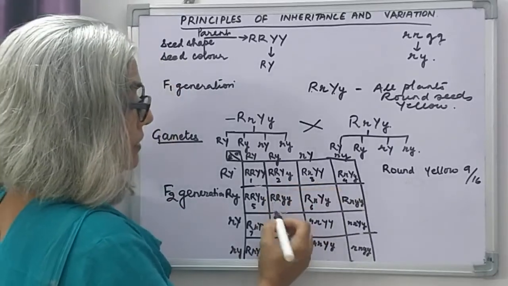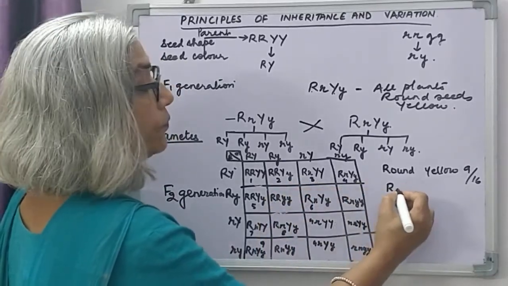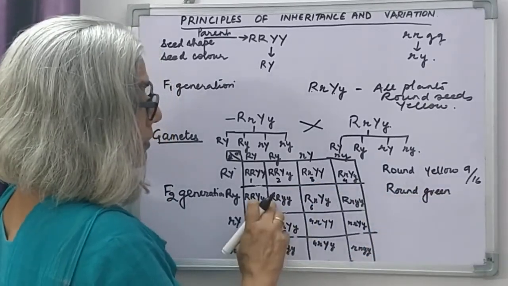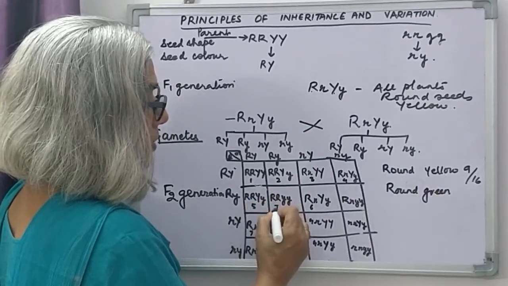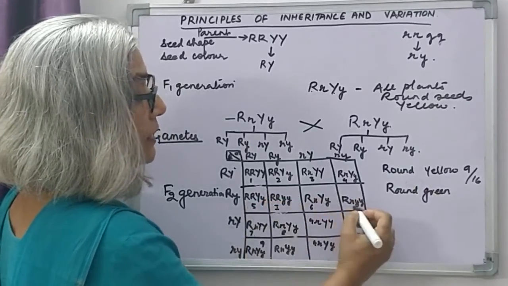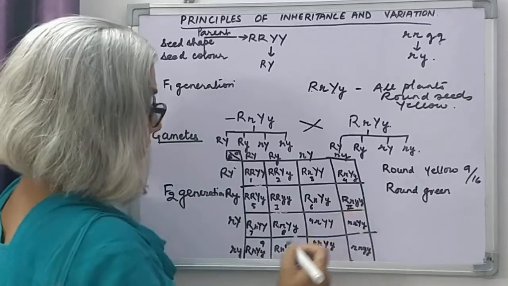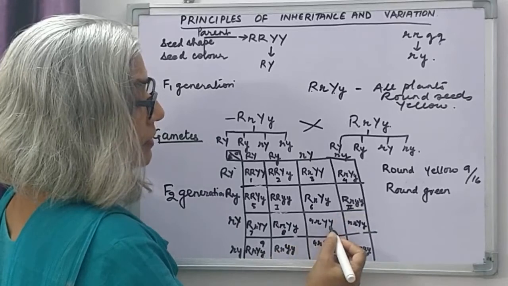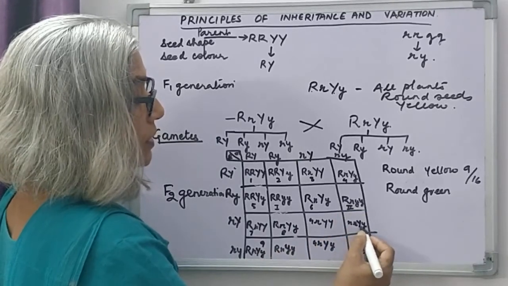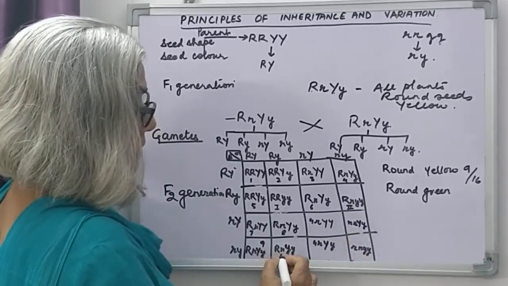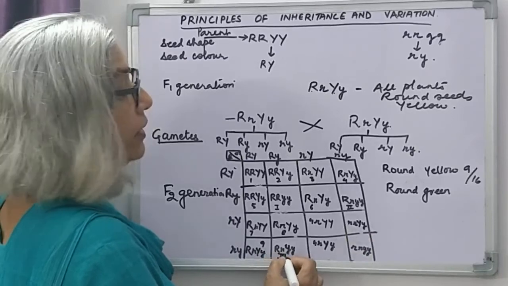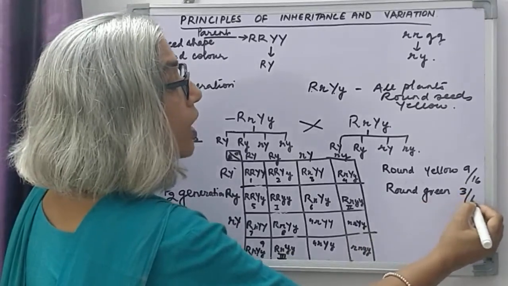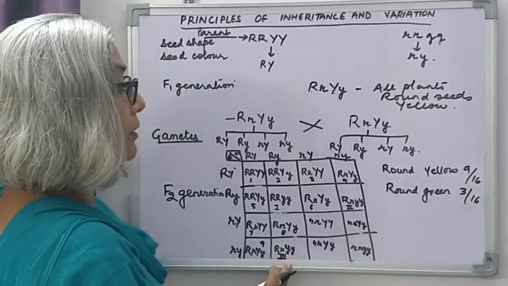Then we come to this. This is round and green. Let us count how many will be round and green. This is 1 round and green. This is 2nd round and green. This is wrinkled and yellow. This is wrinkled and yellow. This is the 3rd round and green. So we get 3 out of 16 round and green.